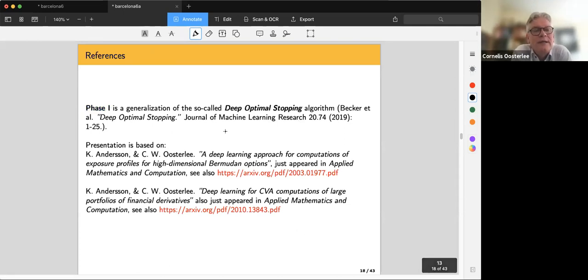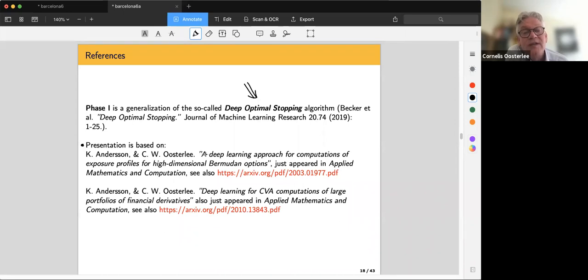So phase 1 is a generalization of this deep optimal stopping algorithm. It's a well-known algorithm. It has been published in the Journal of Machine Learning Research in 2019. It's from Becker et al. It's called deep optimal stopping. And our presentation is based on 2 papers that have recently appeared, both in Applied Mathematics and Computation, and they are also available on arXiv.